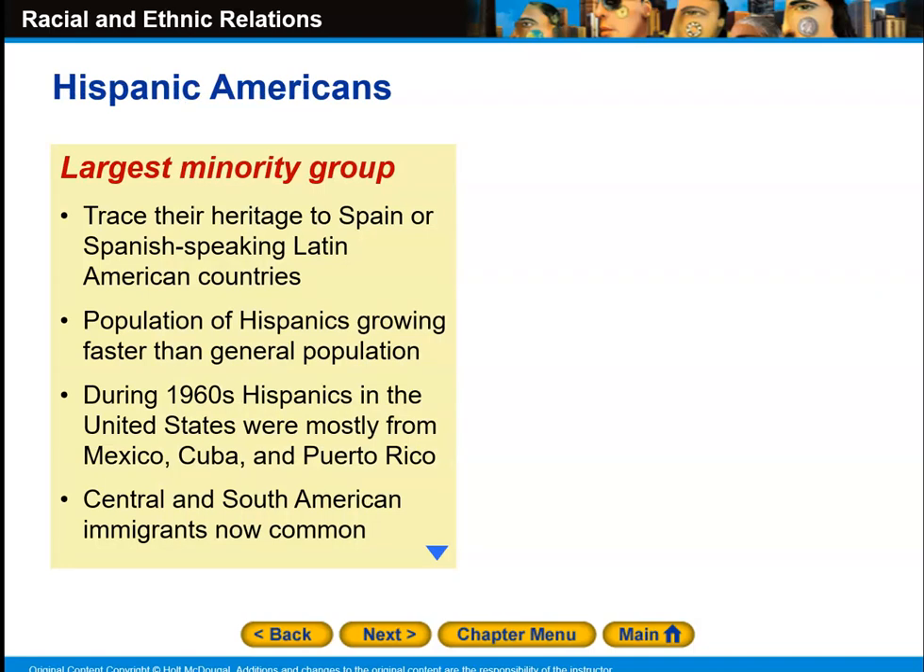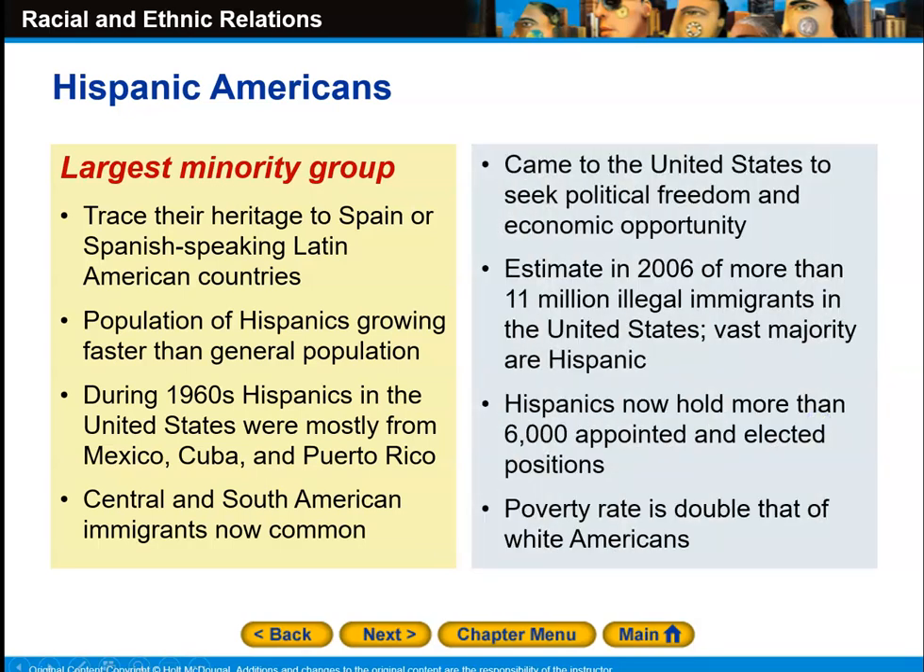The largest minority group is Hispanics. They have surpassed the African American population as a percentage of the American population. They trace their heritage to Spain or Spanish-speaking Latin American countries. The Hispanic population is growing faster than the general population. During the 1960s, Hispanics in the United States were mostly from Mexico, Cuba, and Puerto Rico. Central and South American immigrants are now common in the United States. They came to the United States to seek political freedom and economic opportunity in many cases.